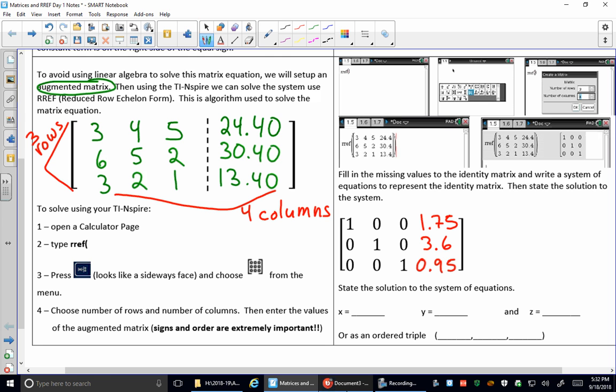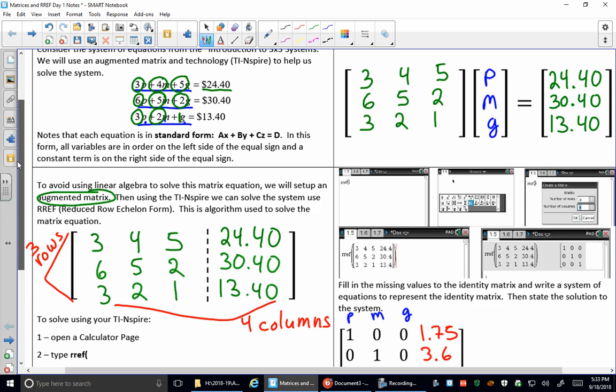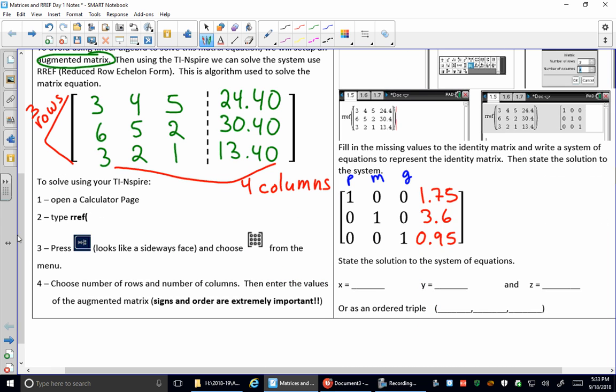So remember, this was the P column. That was the M column. And that was the G column. Okay, so now what we can observe here is, let's write an equation. So now we're going back to an equation. So I can say 1p plus 0m plus 0g equals, let me move this over just a little bit, 1.75.